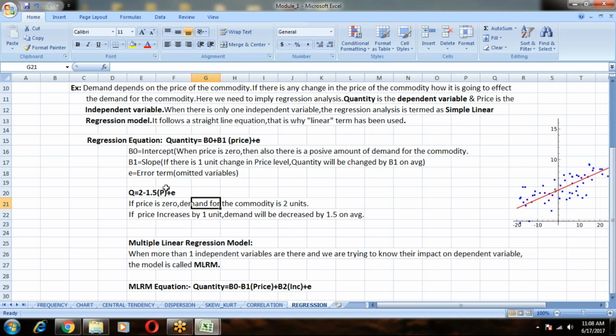Now the next part is this error part. What is it? We didn't get it in our straight line equation. This is something new that we have added in our regression equation, right guys? So what is it? See, let me give you one example.